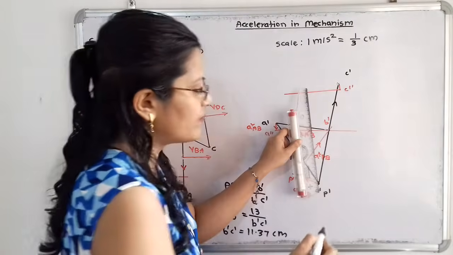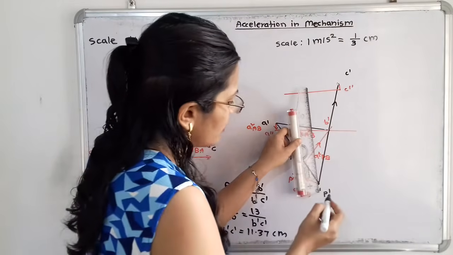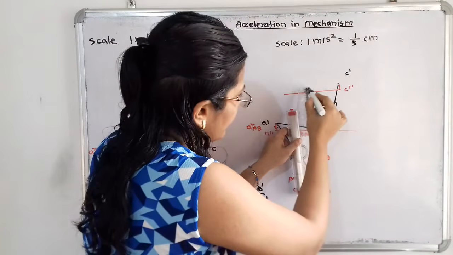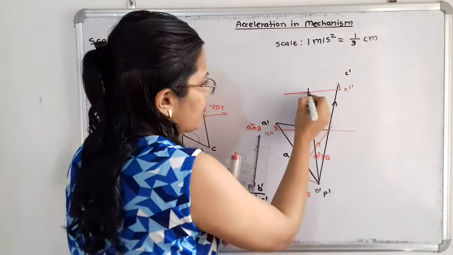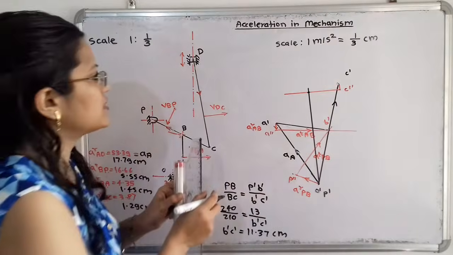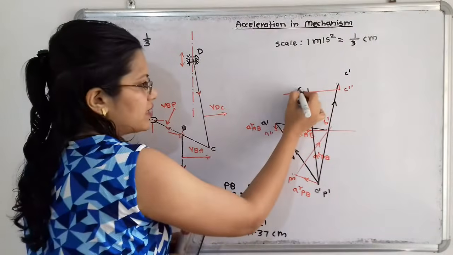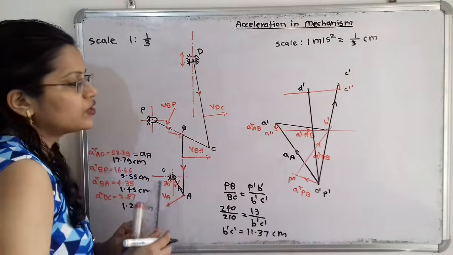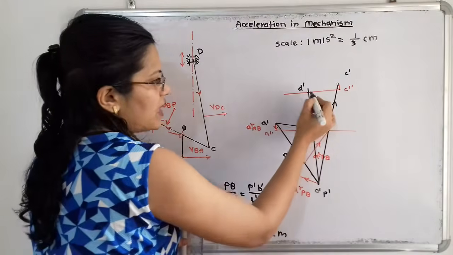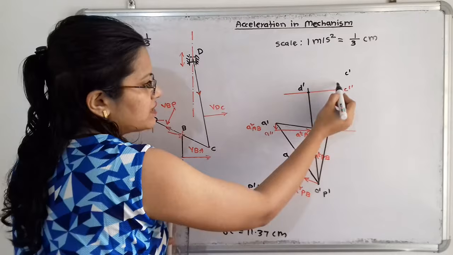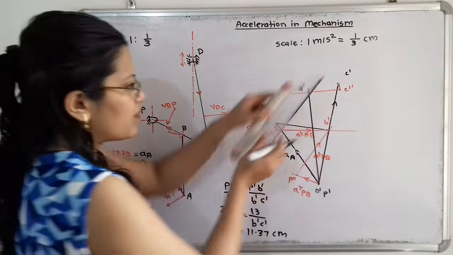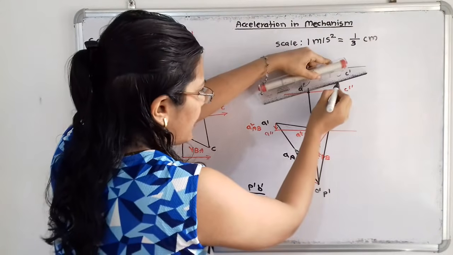These 2 points are the fixed points. So I will draw one vertical line, and here is the point of intersection. Now this point of intersection is nothing but the point D, that is, we will say D dash. So in this way, this is the tangential component. If we join the end points of the radial component and tangential component, it will give us the total acceleration.